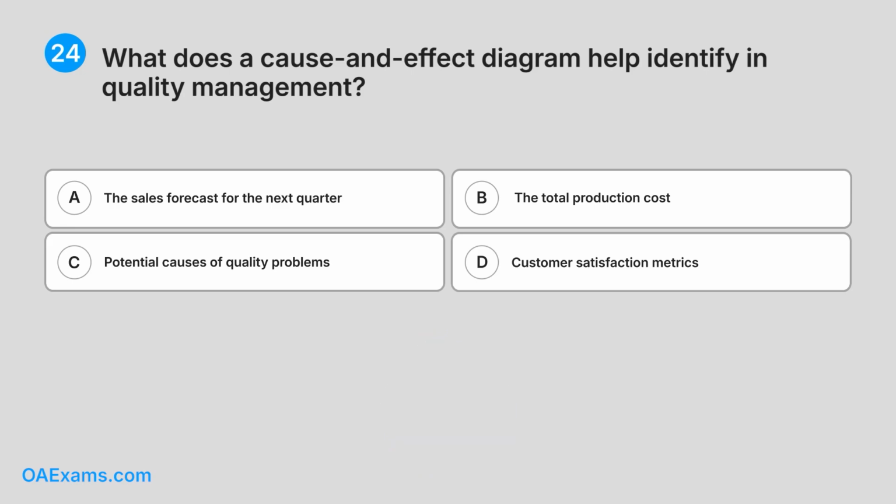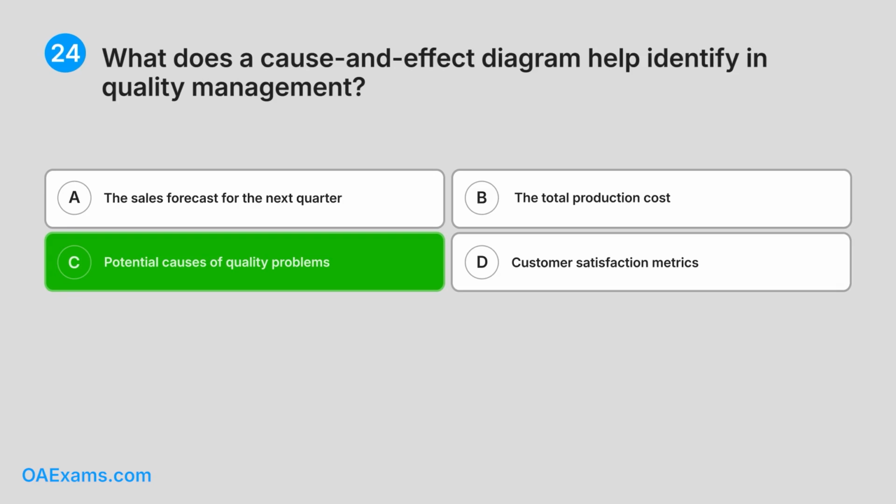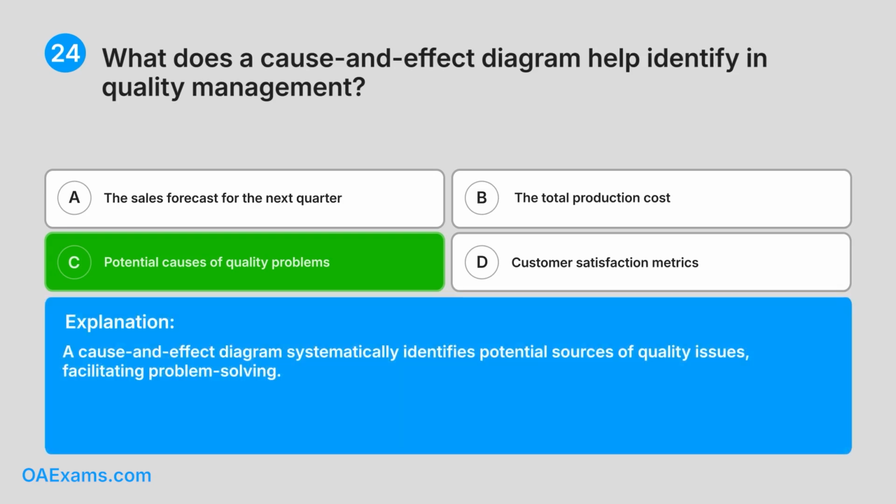Correct answer. C. Potential causes of quality problems. Explanation. A cause and effect diagram systematically identifies potential sources of quality issues, facilitating problem solving.